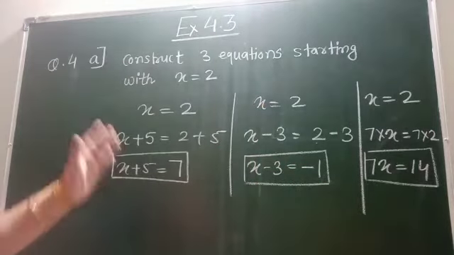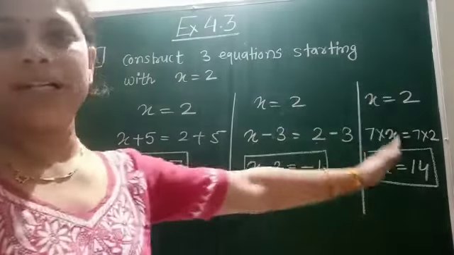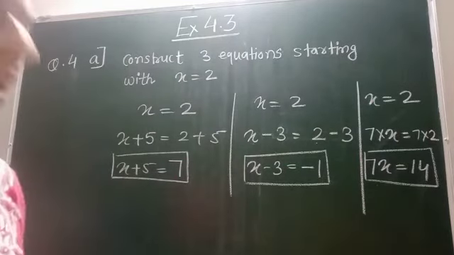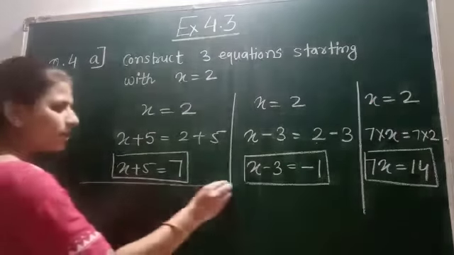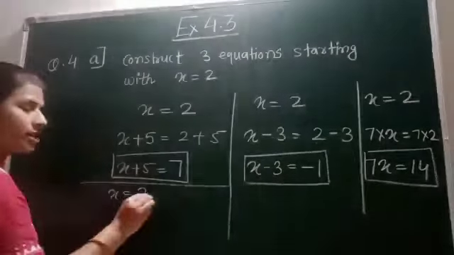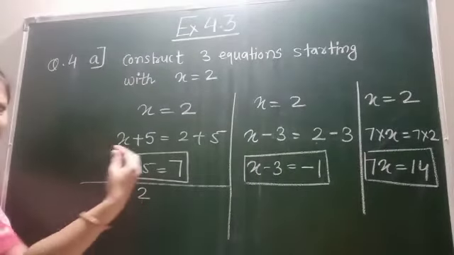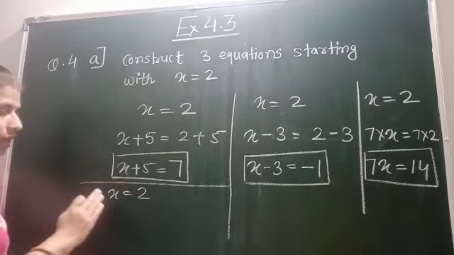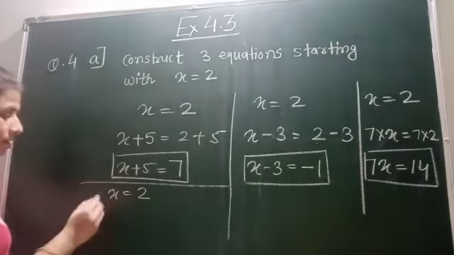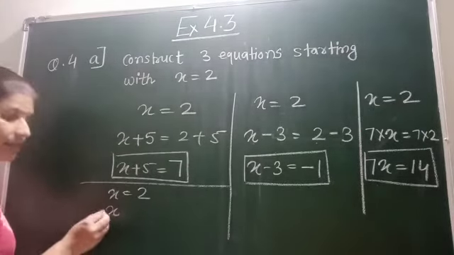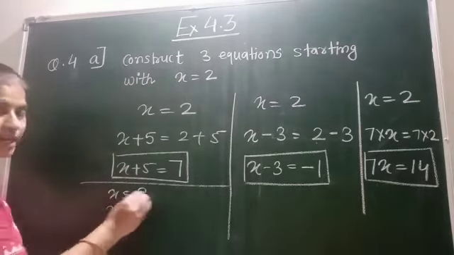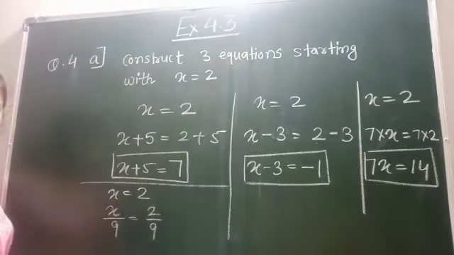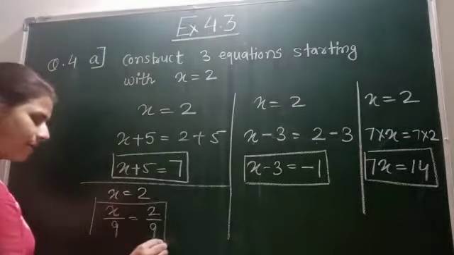So student, addition, subtraction, multiplication. Now you can make another equation by dividing also. Let's make one more equation using the division property. x equals 2, you can divide both sides by the same number, then only your equation will remain the same. So I am dividing both sides by 9. x upon 9 equals 2 upon 9. This one is your fourth equation.